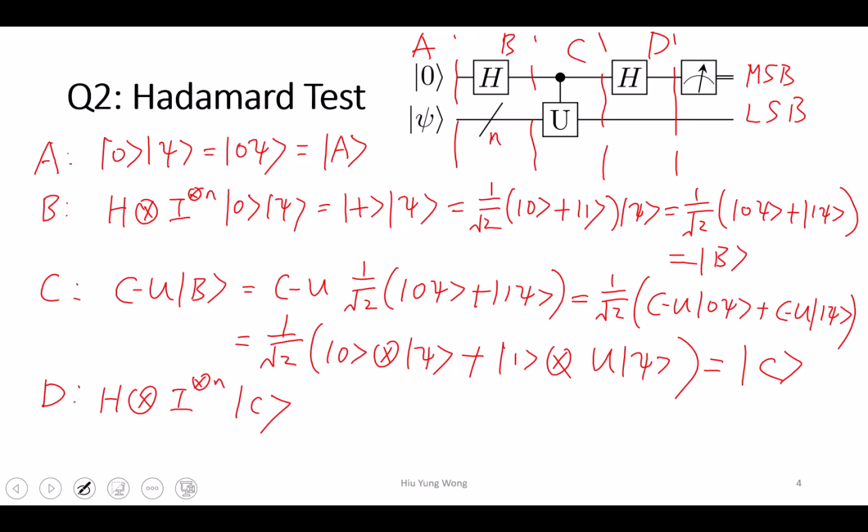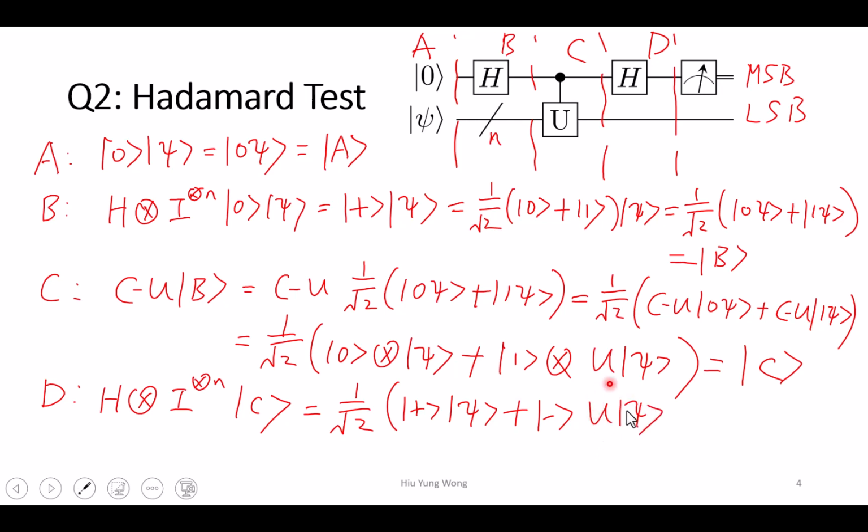Now C is pretty long, right? So I'm going to apply this whole thing to it, through the distribution law. I will take out 1 over square root 2, which is okay. Now for the first term, when I apply H to 0, what do I get? I get plus, right? And then apply the identity gate to psi, so it is psi. Now I skip the tensor product symbol, okay? Now I apply H to 1. What happened? It becomes negative.